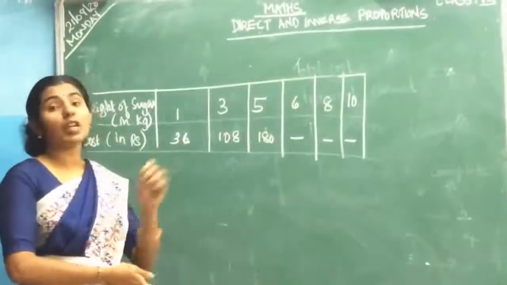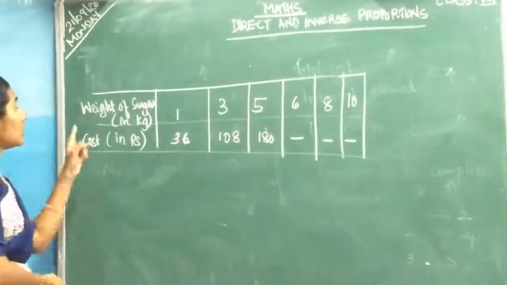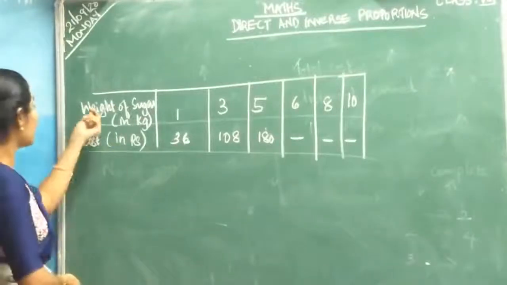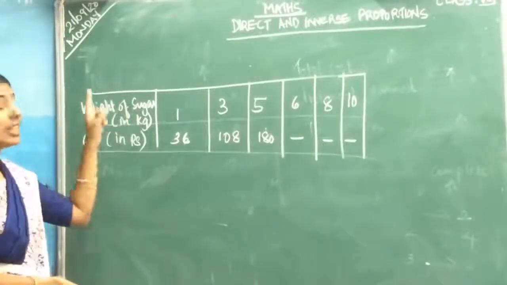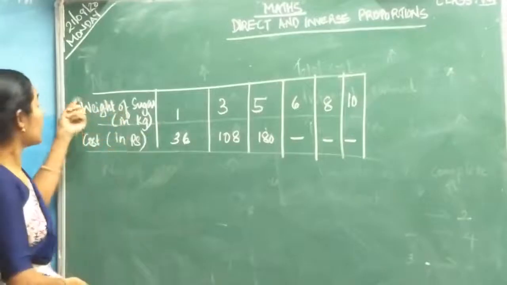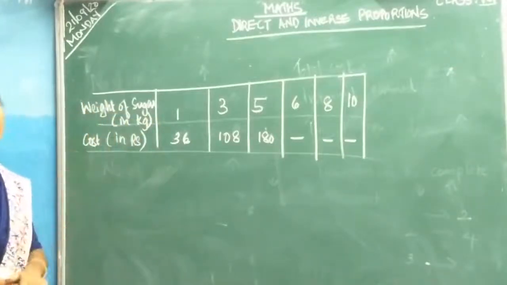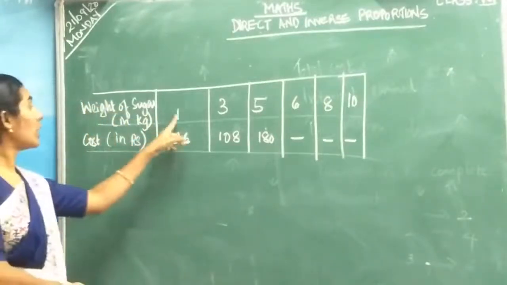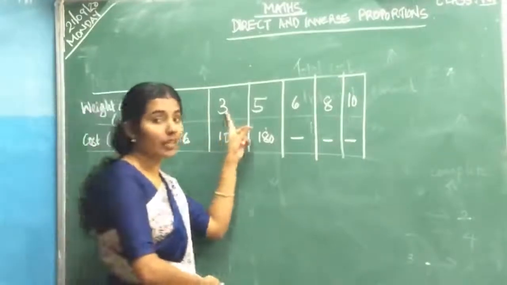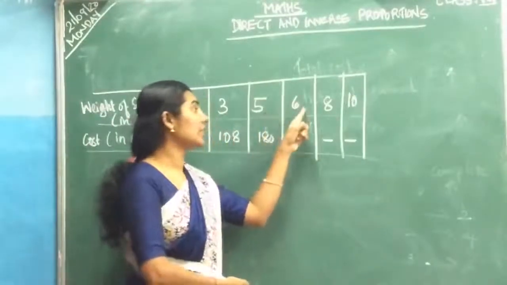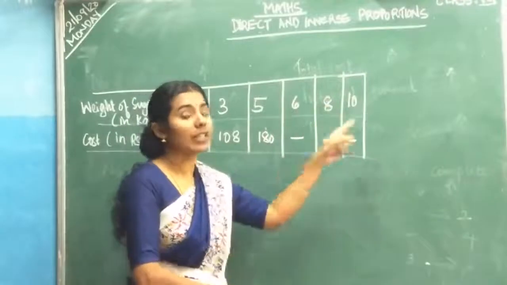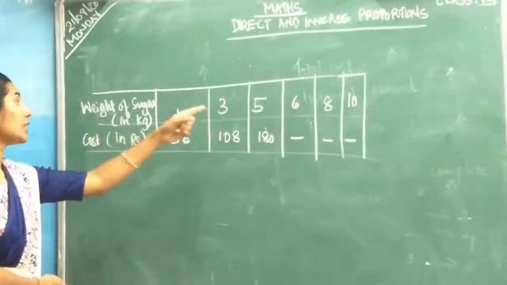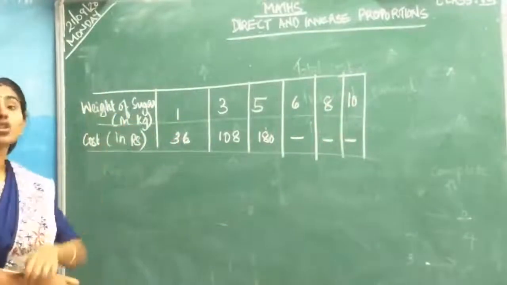Now we see this tabular form. What is given in the first row? Here they have given the weight of sugar in kilograms: 1 kilogram, 3 kilogram, 5 kilogram, 6 kilogram, 8 kilogram, 10 kilogram. So the first row gives the weight of sugar.